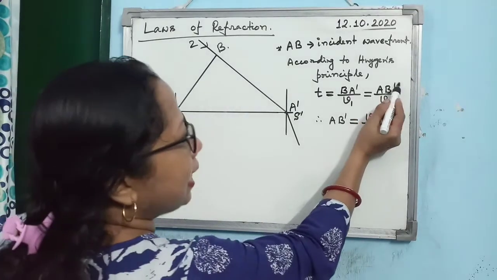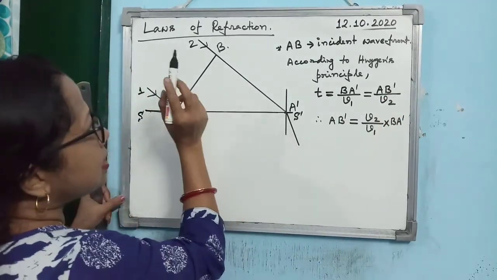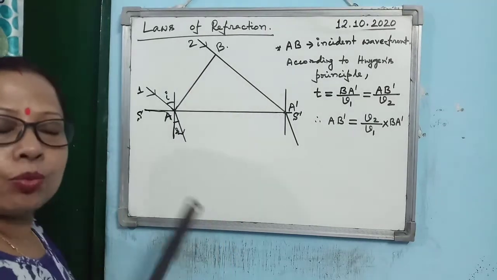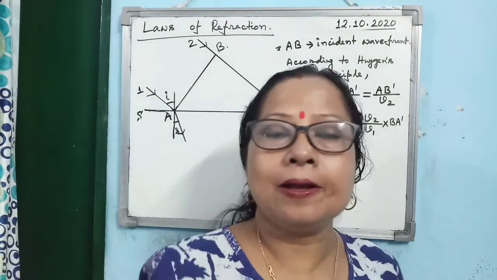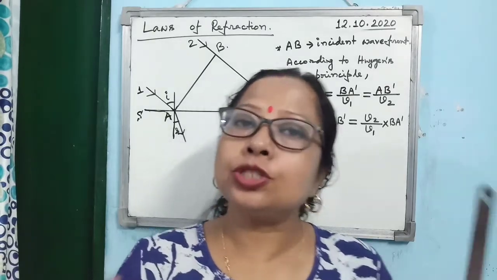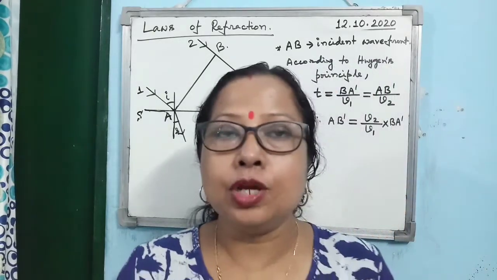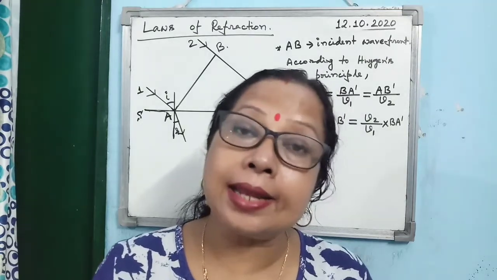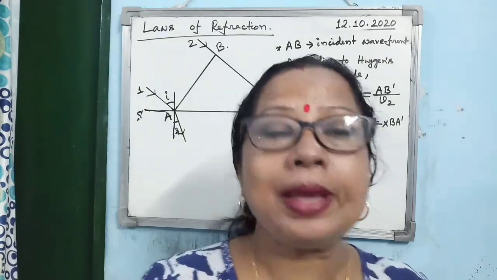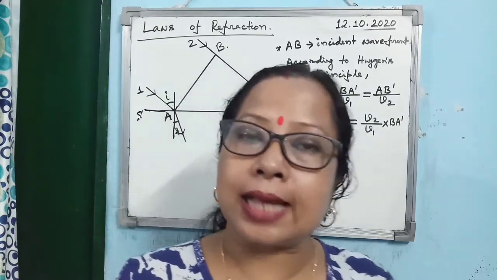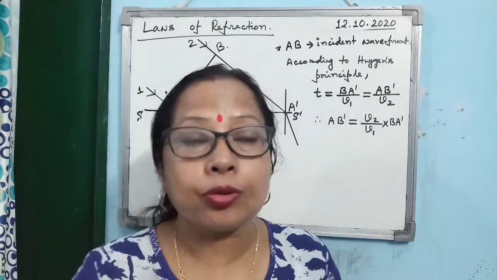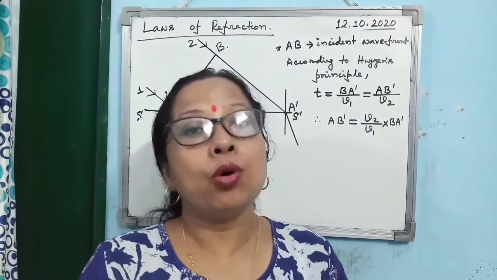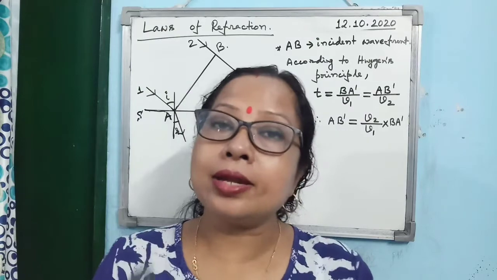So if you consider that ray 1 is travelling a distance AB dash, and at the same time ray 2 is travelling the distance BA dash, then Huygens principle said that two rays should take the same time to move from one wavefront to the other. The hidden information from the Huygens principle is that if you consider any two rays, they should take the same time to move from one wavefront to the next wavefront.